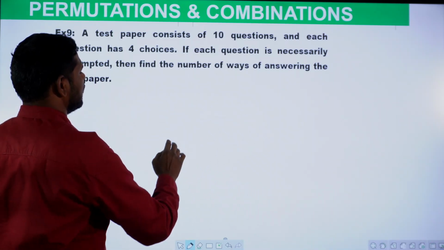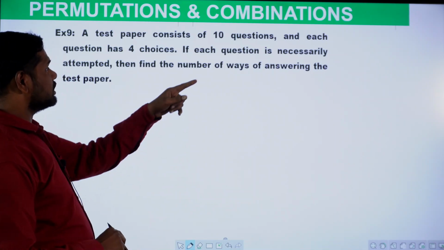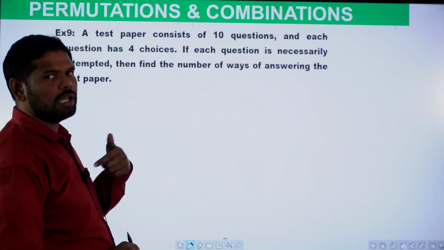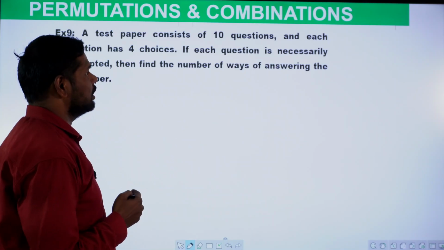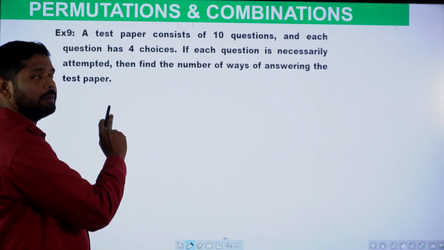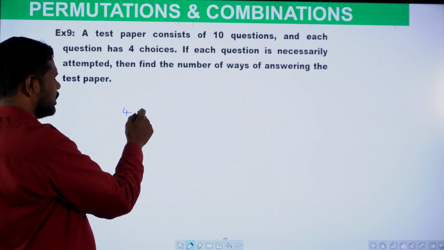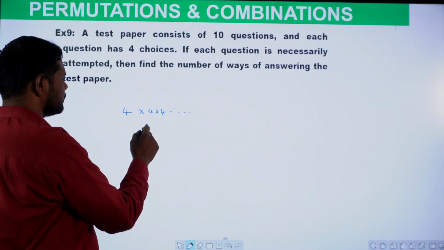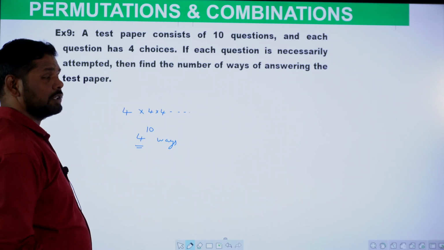But what they have given here is 10 questions, and each question has 4 choices. Each question is necessarily attempted. Attempting is mandatory, so we have only 4 choices, 4 possible ways. Now find the number of ways of answering the test paper. For the first question 4 ways, second question 4 ways, third question 4 ways. Like that, for 10 questions, it is 4 power 10 ways we can answer the test, right?